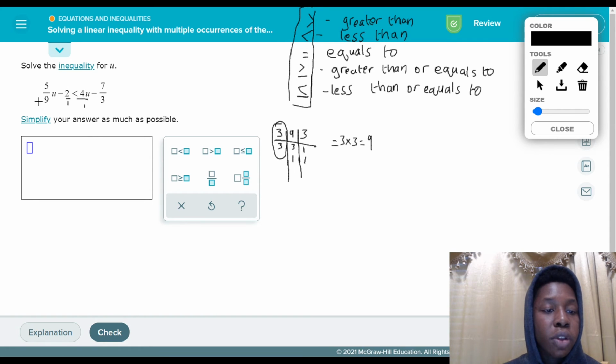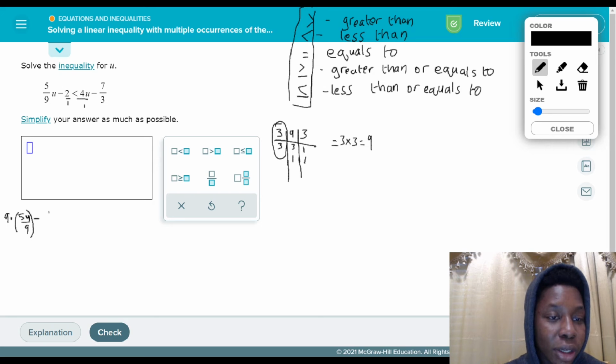Based on that, we have to multiply each part of the inequality by 9, like we did in the previous example. So this is 9 times 5u over 9 minus, my handwriting is terrible, I'm sorry.